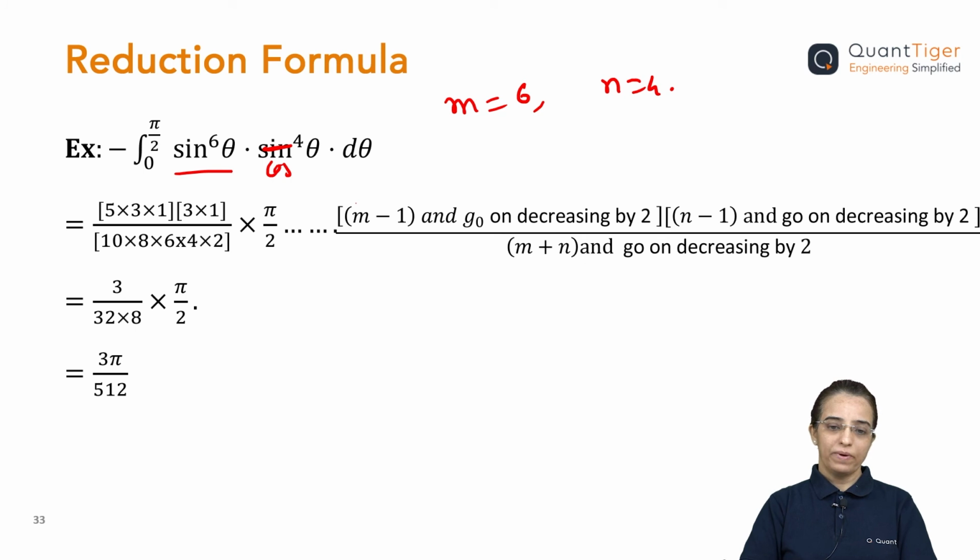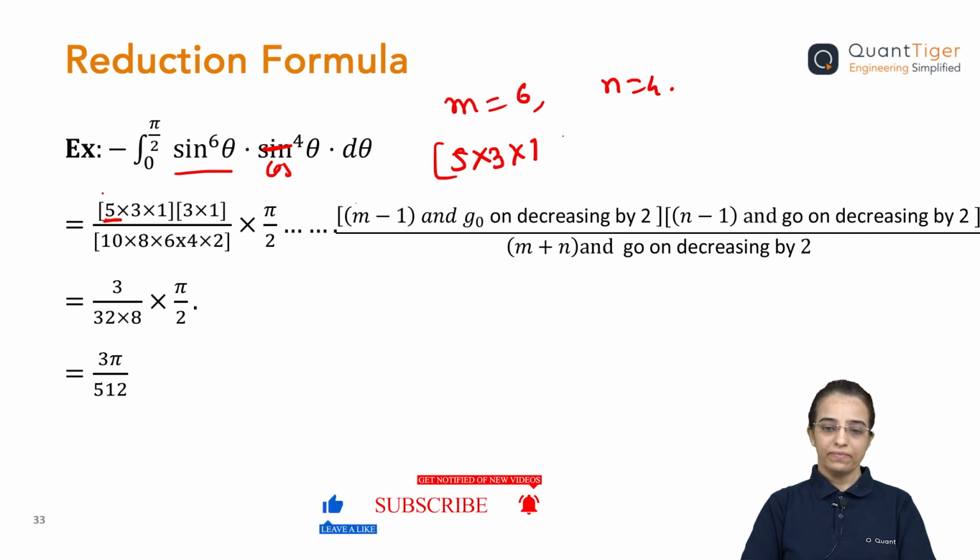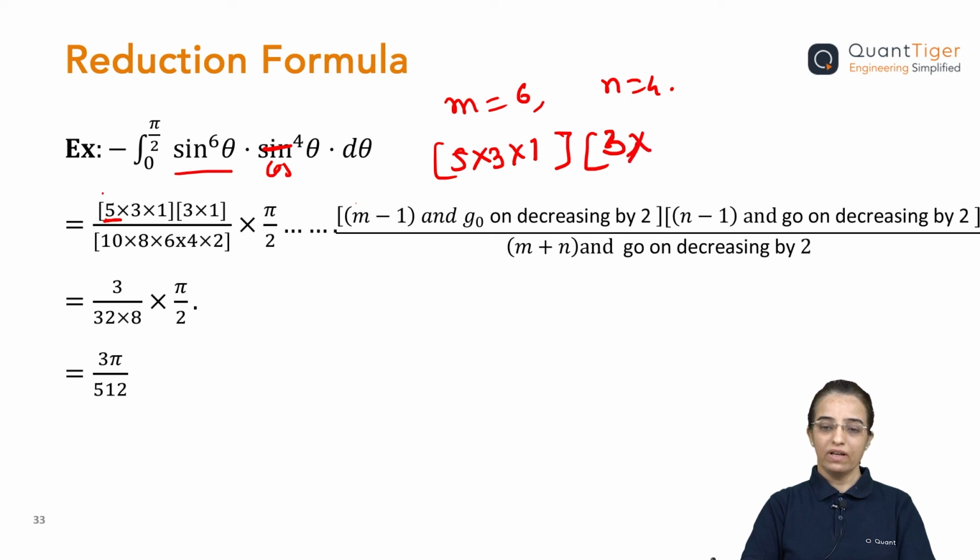Now what does the formula say, we have to decrease this m minus 1, so 6 minus 1 जो है वो 5 आ जाएगा, यहाँ पे 5 होगा, और we will keep decreasing it by 2, so 3 होगा, then it will be 1. So this is one thing. Now same thing we will do for n, which is 4, एक से कम करेंगे n को, so which will be 3, and we will keep going decreasing by 2, so ये 1 आ जाएगा, I will stop at this point.